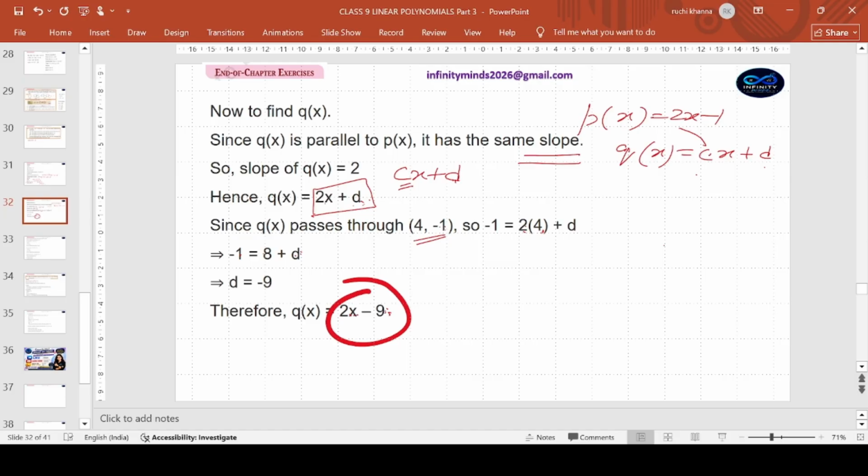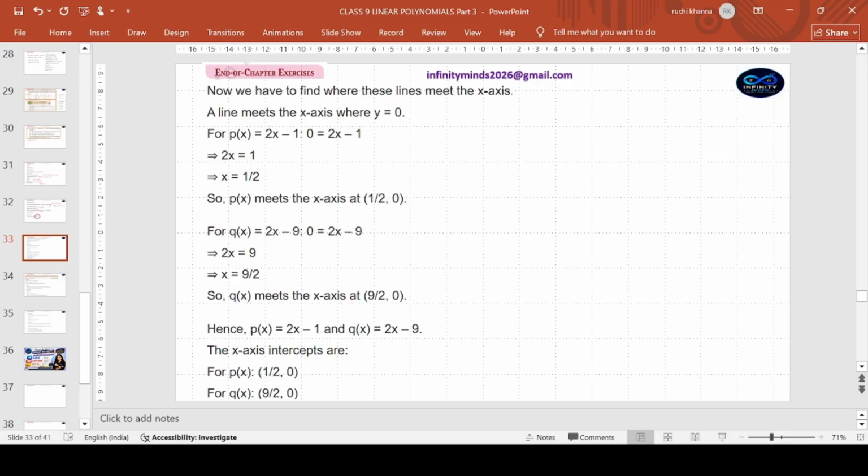Now you also have to find the points where they meet the axis. So line meeting x-axis, what does it mean? That means the y coordinate is 0. Right? That's what it means. For the line p(x), 2x minus 1, meeting the x-axis means y coordinate is 0. Now y is the value of the function, polynomial p(x) becomes 0. That is 2x minus 1 becomes 0. x becomes half. So you can say half comma 0 because meeting x-axis means y will be 0.